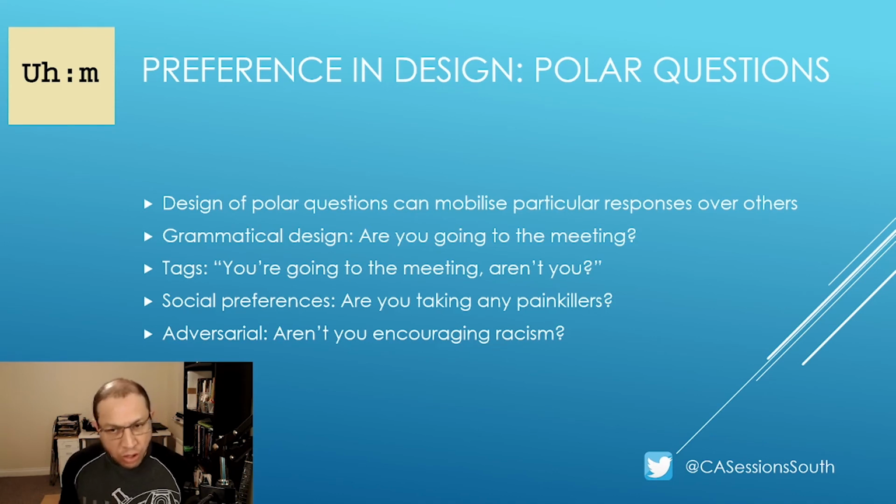And then there are some cross-cutting preferences where the socially organized preference conflicts with the turn design, such as in adversarial exchanges. For example, "Aren't you encouraging racism?" Now, this is more of an accusatory turn performed as a polar question, which would typically be designed to favor a yes response, but this can also be seen as more of a challenge to the recipient to accept or to deny. In short, preference organization is highly complicated.